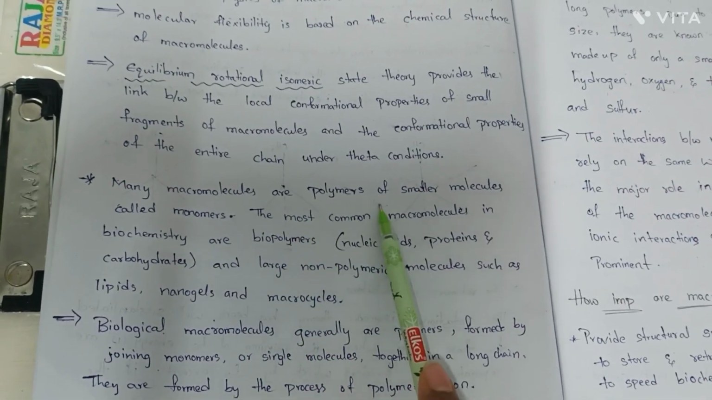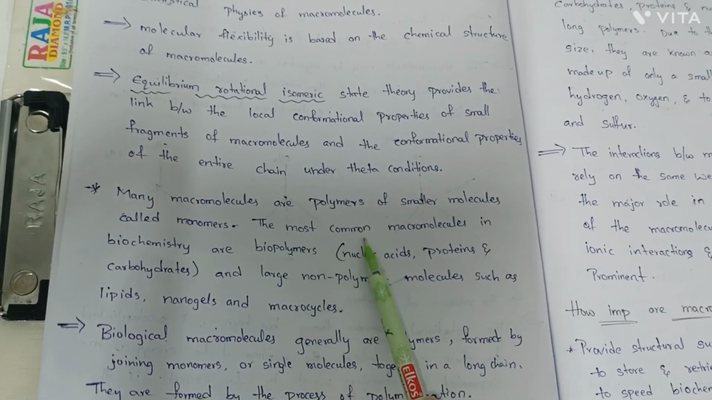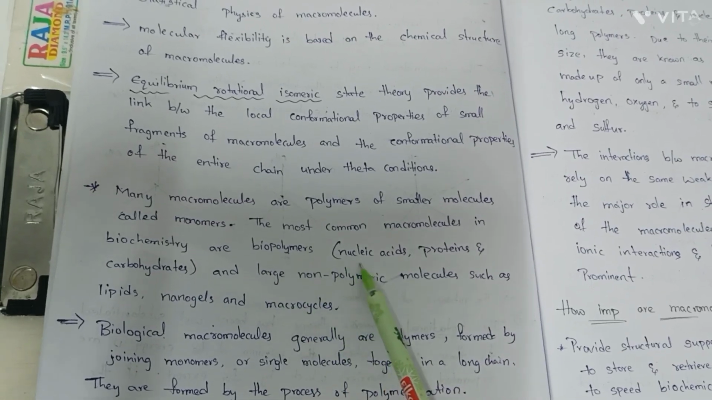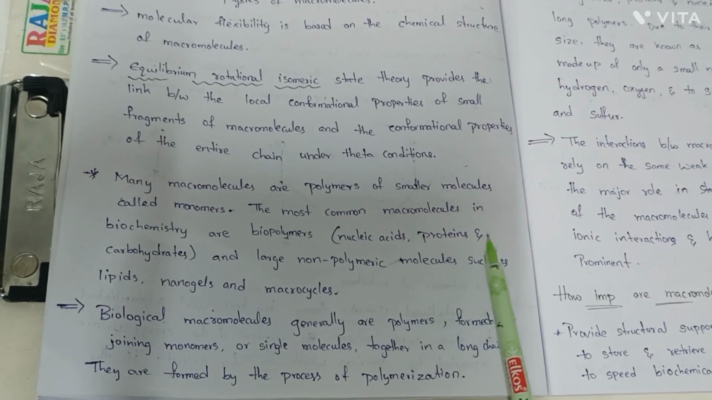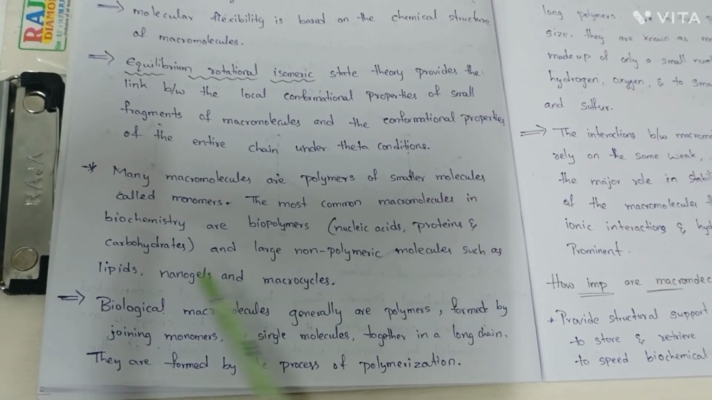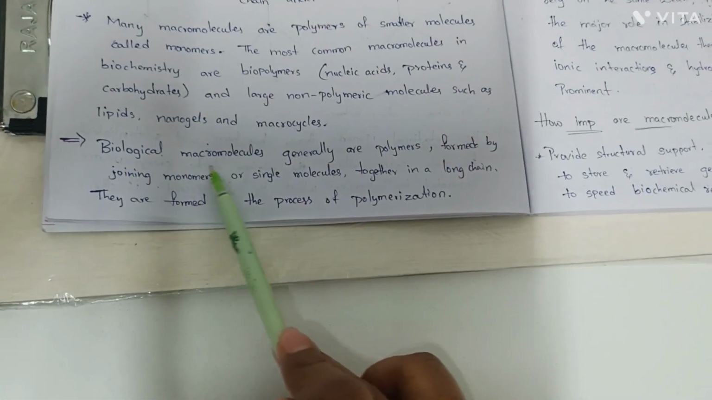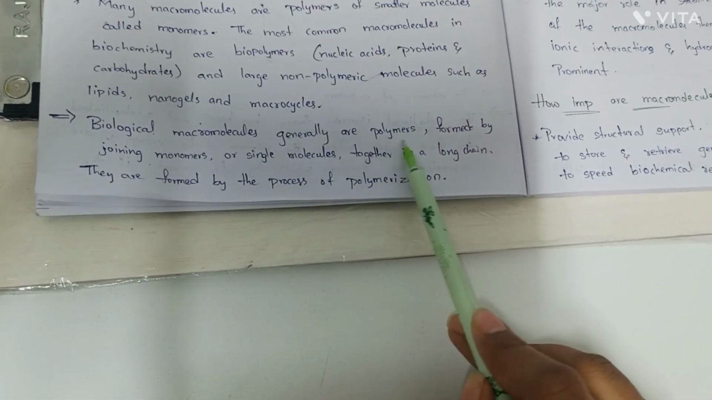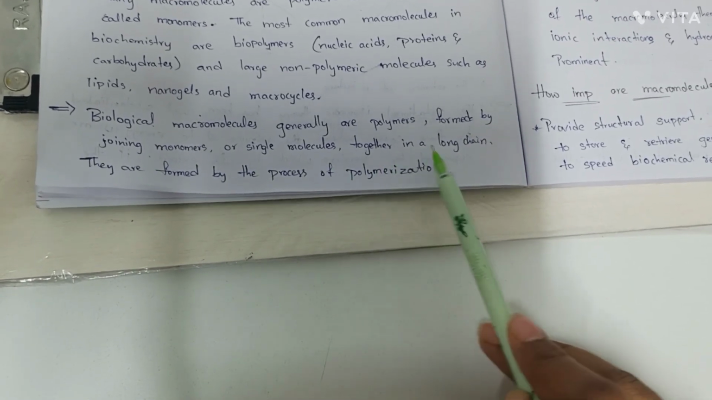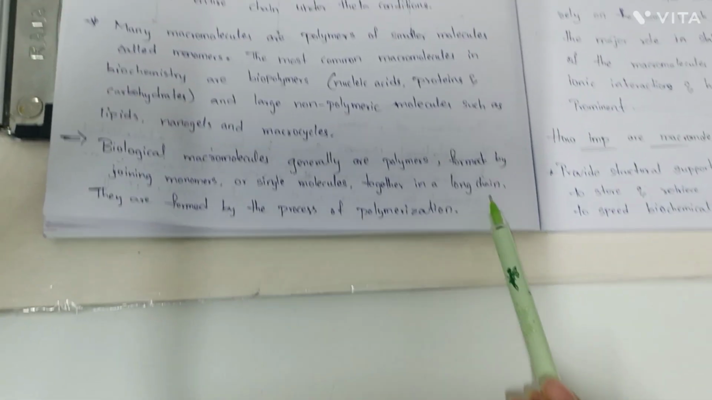Many macromolecules are polymers made of smaller molecules called monomers. The most common macromolecules in biochemistry are biopolymers, for example nucleic acids, proteins, and carbohydrates, and large non-polymeric molecules such as lipids, nanogels, and macrocycles. Biological macromolecules generally are polymers formed by joining monomers, or single molecules, together in a long chain. They are formed by the process of polymerization.